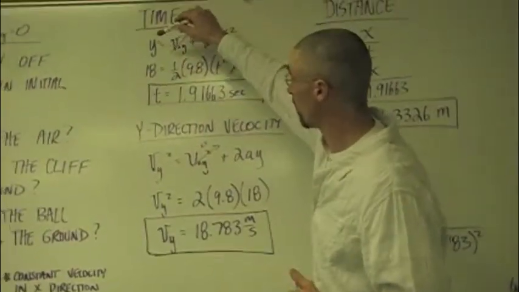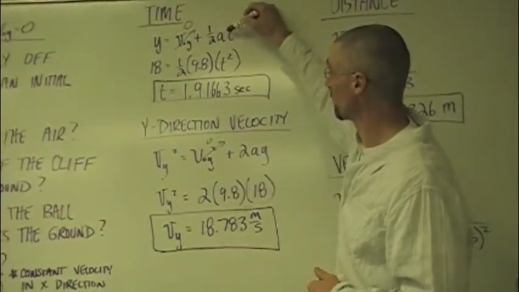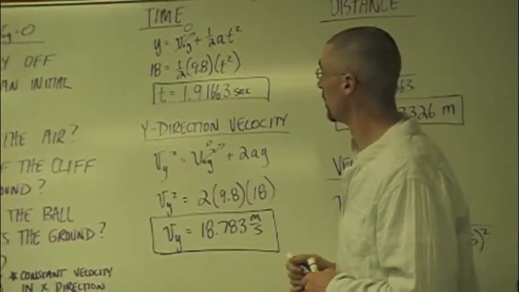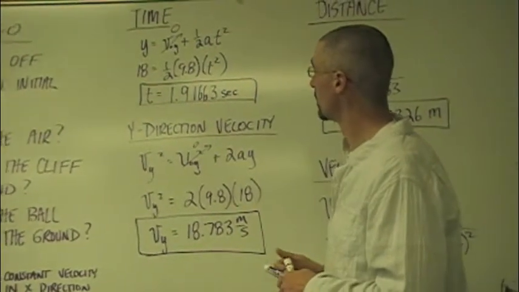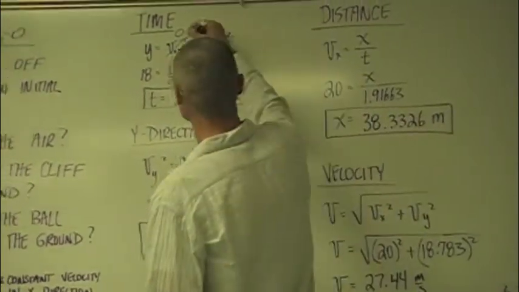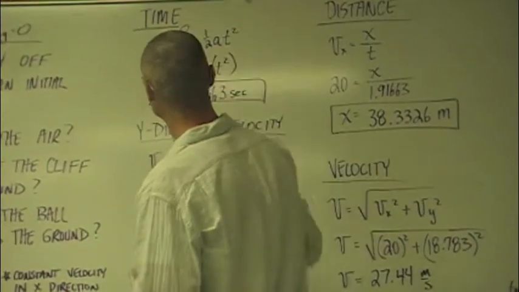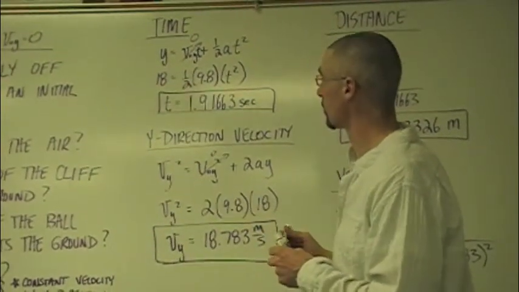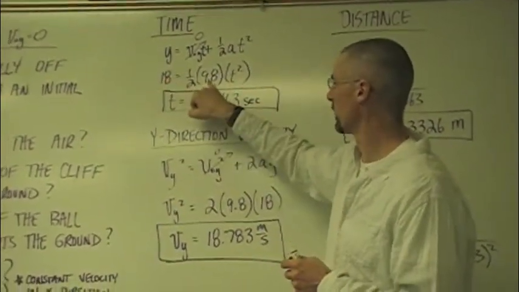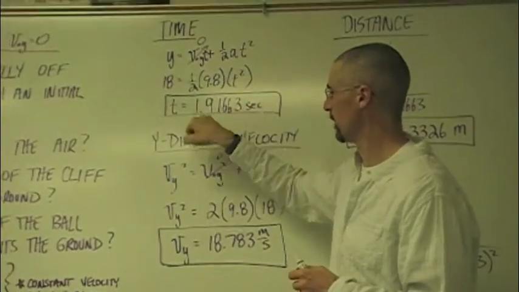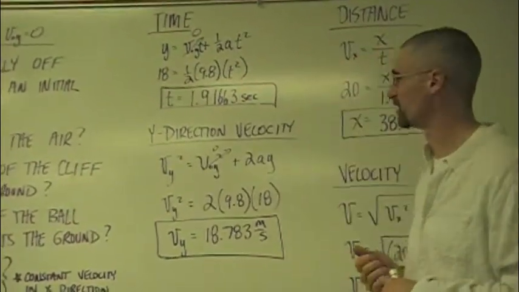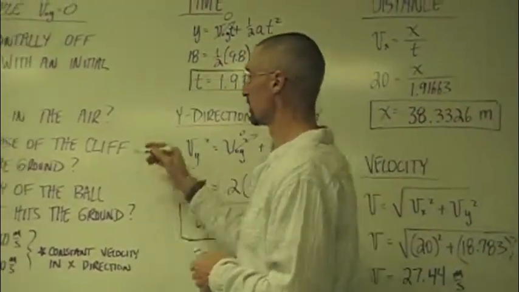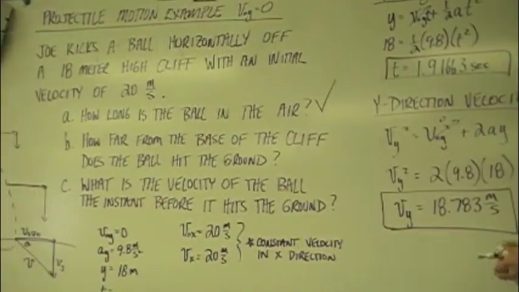We can say that Y equals V naught Y plus 1/2 a t squared. Because our V naught Y is 0, then we... you know what, I messed up there. We should have V naught Y times T. But now it's 0, it's still going to go away. We plug in our 18 meters, our 9.8. We solve for T, and that ball is going to be in the air for 1.91663 seconds. Okay, which allows us to answer question A, how long is it going to be in the air?